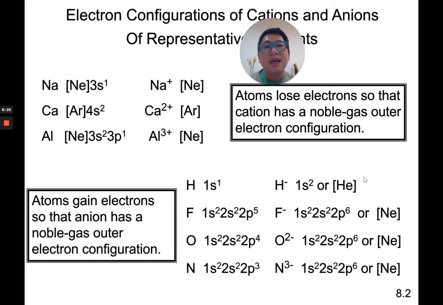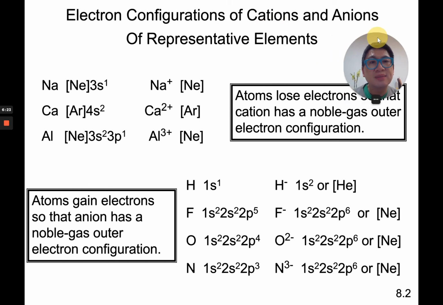So in anions, or the negatively charged ones, remember this is all about electron configurations, cations and anions. The anions, atoms gain electrons so that the anion, the negatively charged ion, has a noble gas outer electron configuration. So it gains 1 electron like fluorine, gains 2 electrons like oxygen, gains 3 electrons like nitrogen. And when it does that, it will have outer electron configuration the same as a noble gas. Noble gases will end in p6, with the exception of helium. So this is like a noble gas: nitride ion, oxide ion, fluoride ion, aluminum ion.